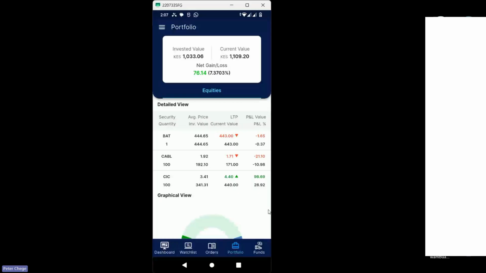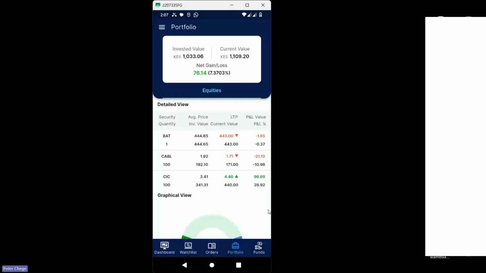The second column is average price and then invested value. That average price is inclusive of your cost. So 444.65 is not the price I bought at. It's the price plus levies and the brokerage. So this is my break-even point. What does it mean? If BAT goes above 444.65, it goes to 450, I'm making profit. If it goes below, to 400, then I'm making losses if I sell. I hope that is clear.